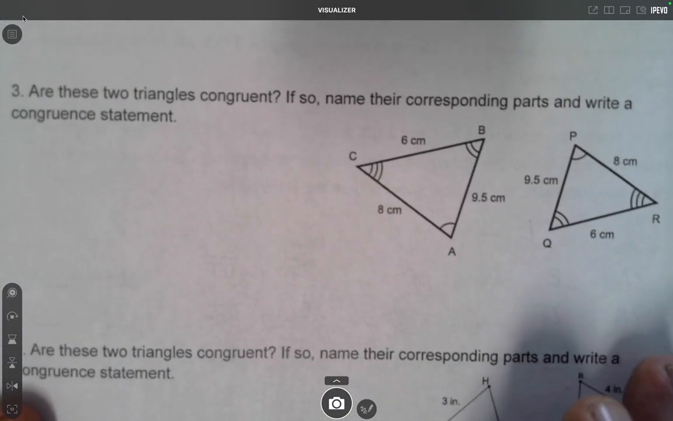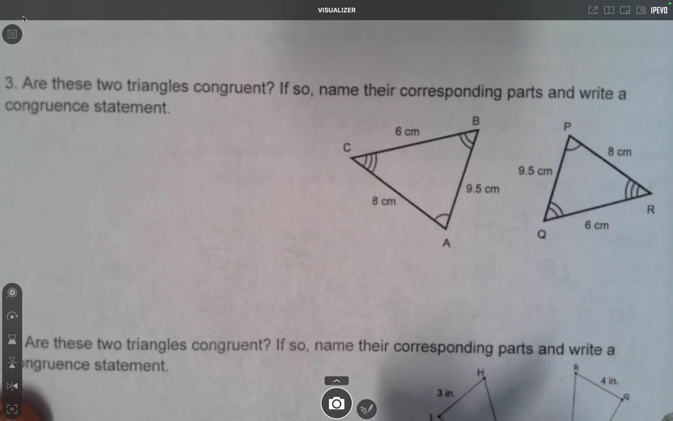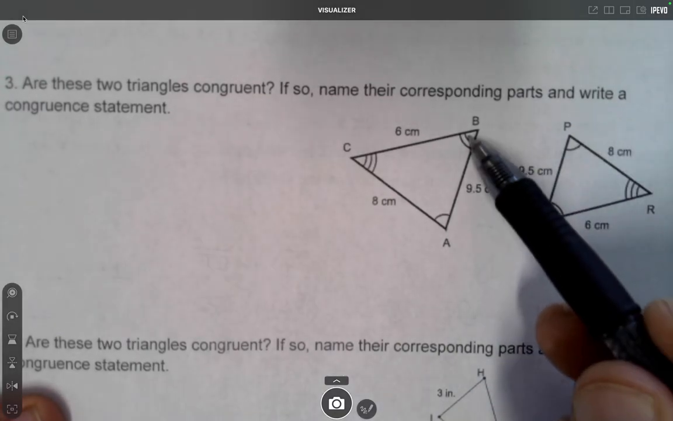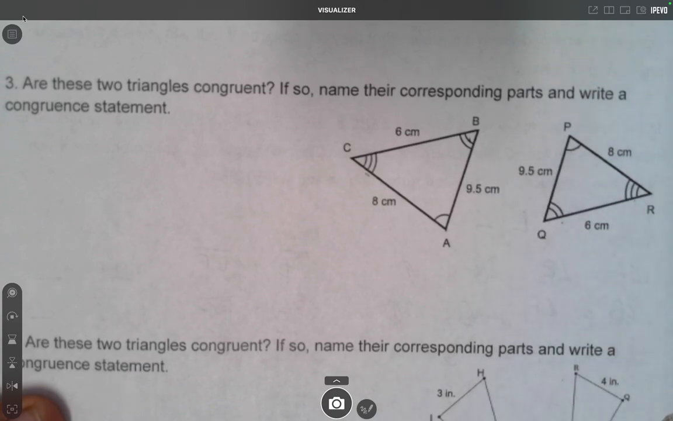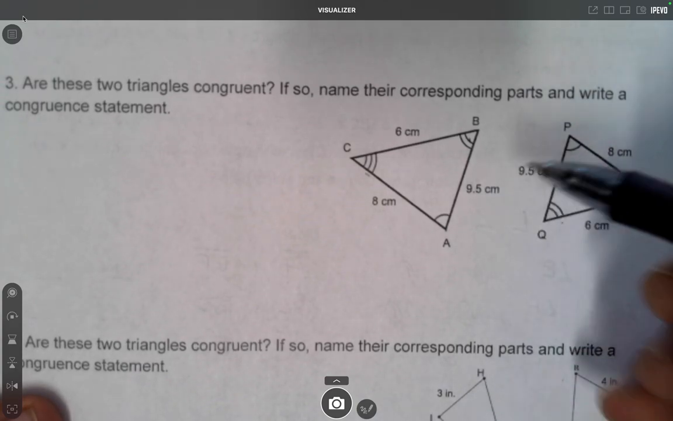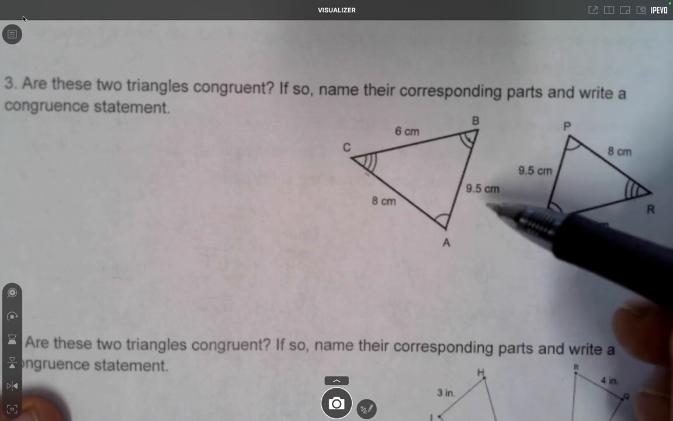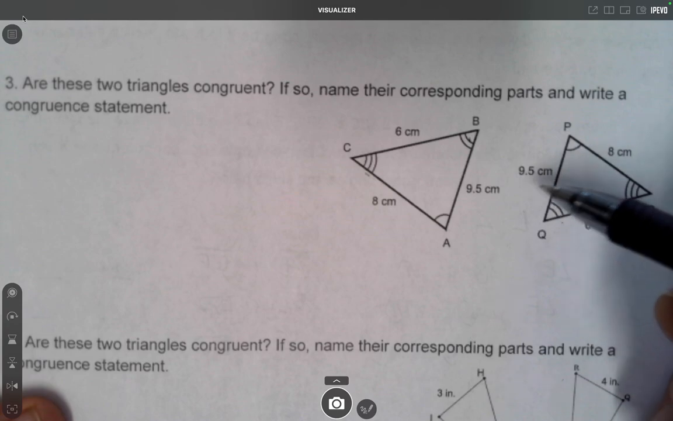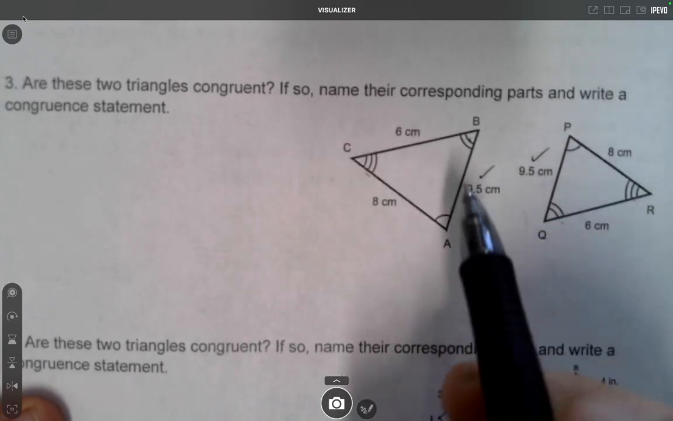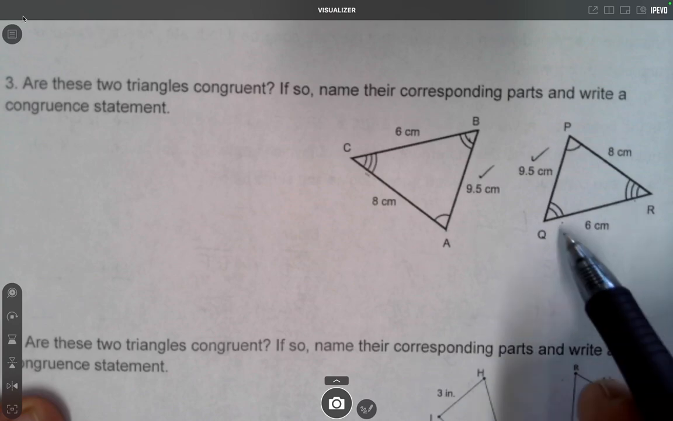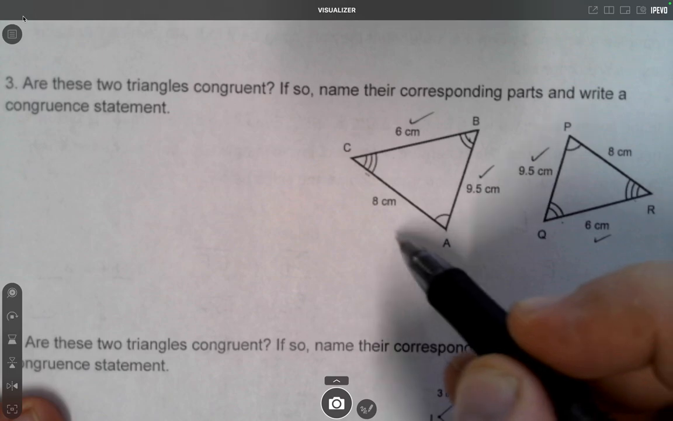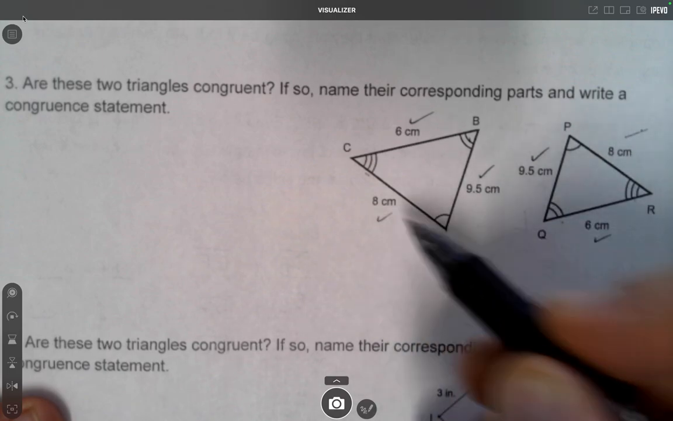Okay, number 3. Are these two triangles congruent? Let's figure that out first. Okay, well, look at the angles. See a single arc and single arc, double arc, triple arc. So we're good there. The angles are all the same. So as I look from angle 1 to angle 2, I'm 9.5 centimeters. Angle 1 to angle 2, 9.5 centimeters. So that's a check. Angle 2 to 3, 6 centimeters. Angle 2 to 3, 6 centimeters. Check, check. 3 to 1 is 8 centimeters. 3 to 1 is 8 centimeters. So everything aligns.